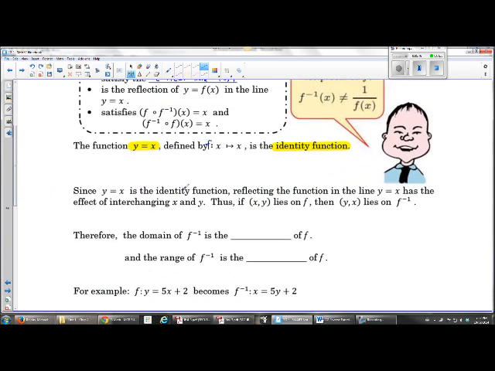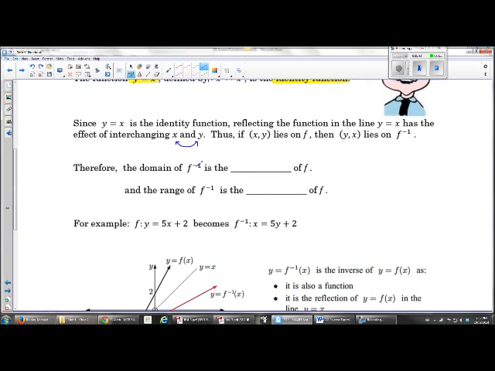Since y equals x is the identity function, reflecting the function in the line y equals x has the effect of interchanging x and y. Therefore, if (x, y) lies on function f, then (y, x) lies on function f inverse. So just the x and y have been interchanged from one function to the inverse. Therefore, the domain of f inverse is actually the range of f, and the range of f inverse is the domain of f.